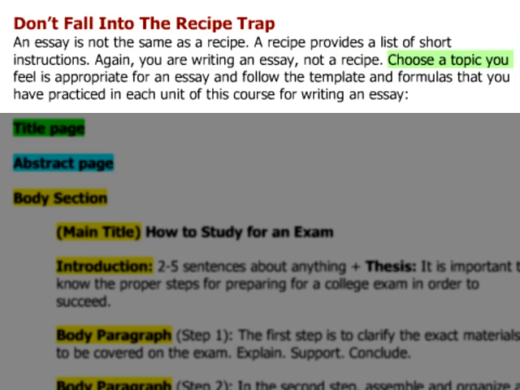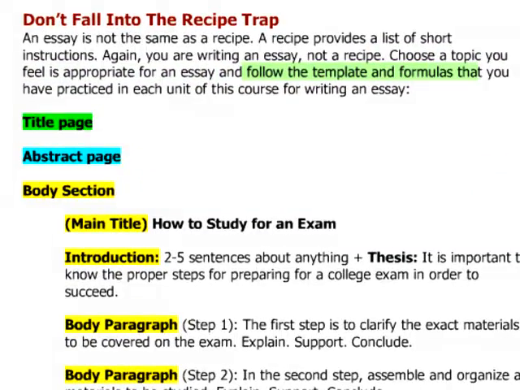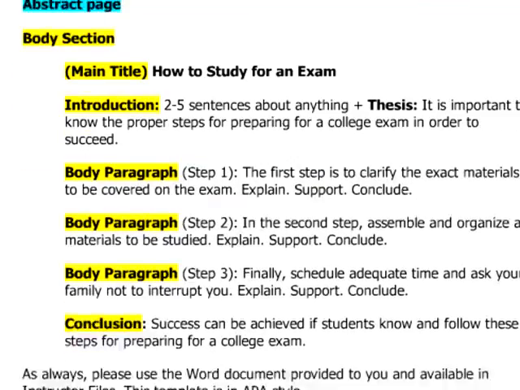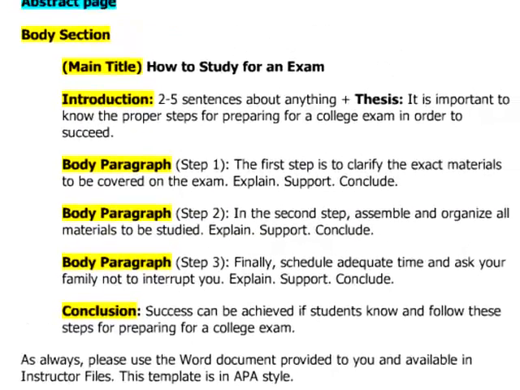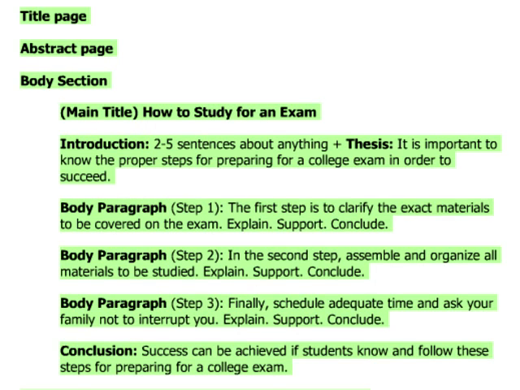So whenever you're choosing your topic and planning your essay, make sure that you are choosing and planning an essay, not a recipe. And be sure to continue to follow the templates and formulas that you've practiced in all the other units of this course. Now, the first thing that means is that you are writing an APA essay. And here are the parts of an APA essay.